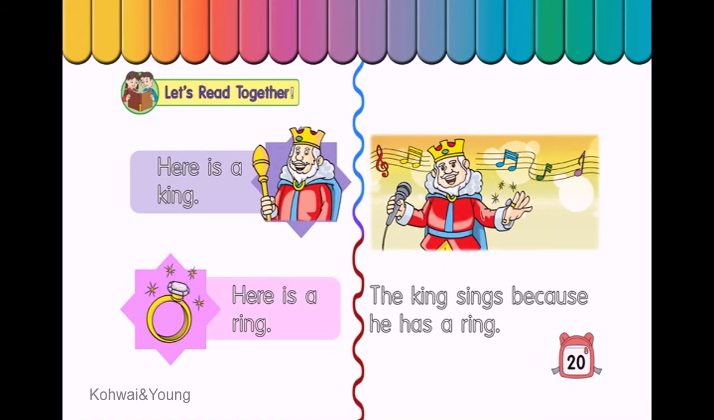Let's read together. Here is a king. Here is a ring. The king sings because he has a ring.